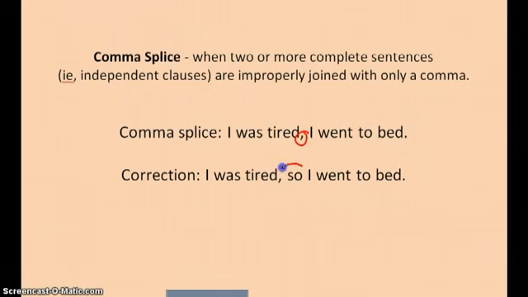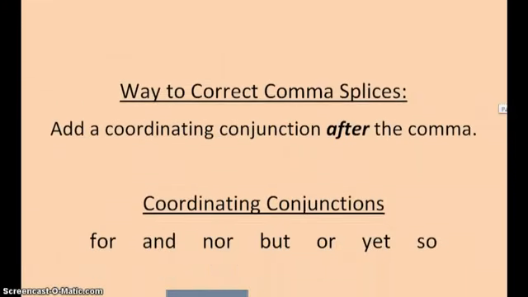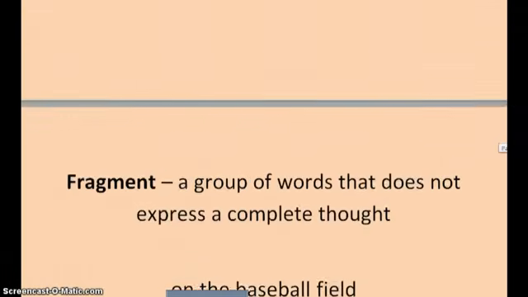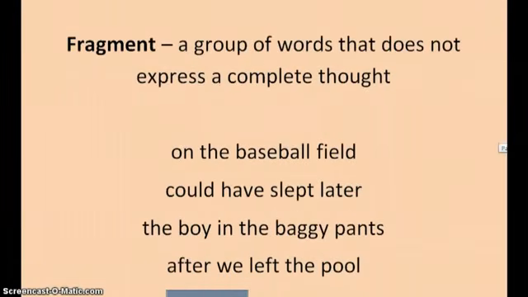Like I said before, what we need to do is use a comma and a coordinating conjunction between these two independent clauses. Okay? So just a little reminder here. To correct comma splices, add a coordinating conjunction after the comma. And don't forget those coordinating conjunctions: for, and, nor, but, or, yet, so. Those are your friends.